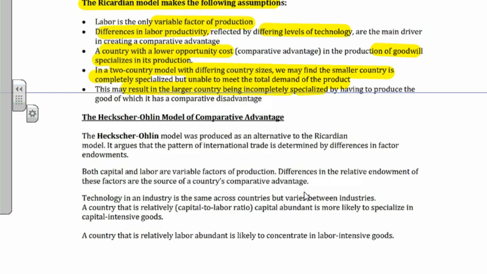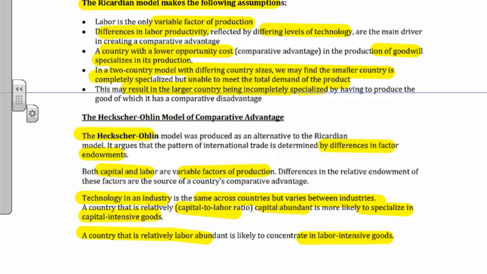Along came the Heckscher-Ohlin model, a slight alternative to the Ricardian. It says that we look at all the factor endowments. What are all the factor endowments? Now we include not just technology, but capital and labor as factors of production, to work out where my comparative advantage is. Technology in an industry is the same across countries, but might well vary between industries. Now we look at things like the capital to labor ratio. When there's capital abundance, a whole batch of capital, they are more likely to specialize in capital intensive goods. A country that is relatively labor abundant will go more for labor intensive goods.